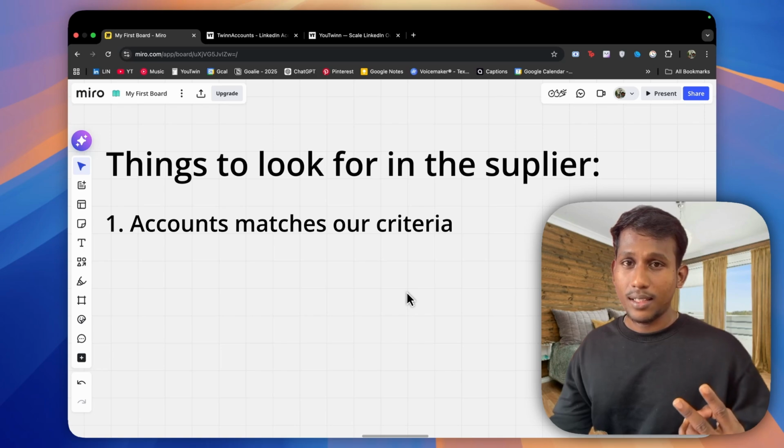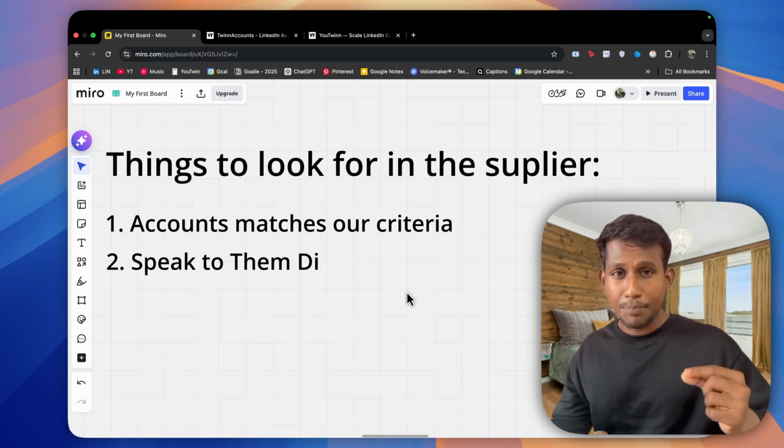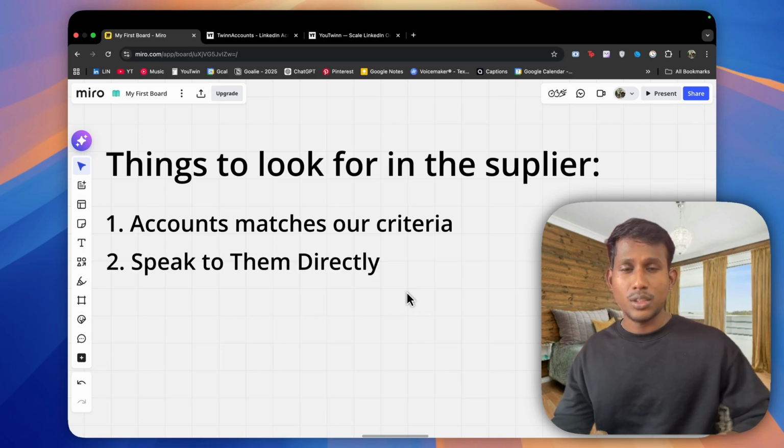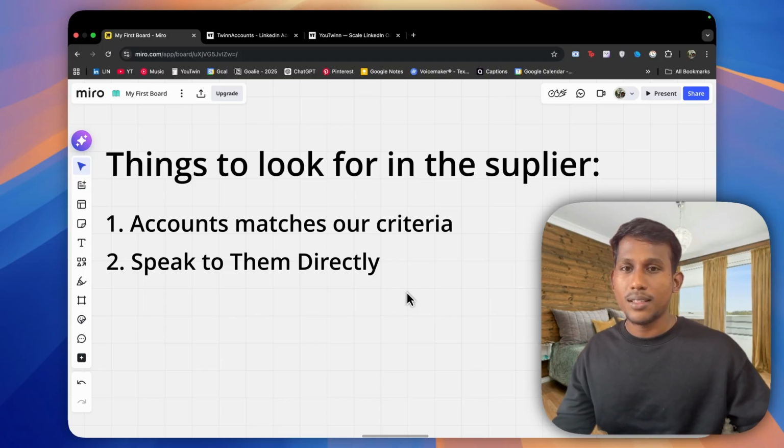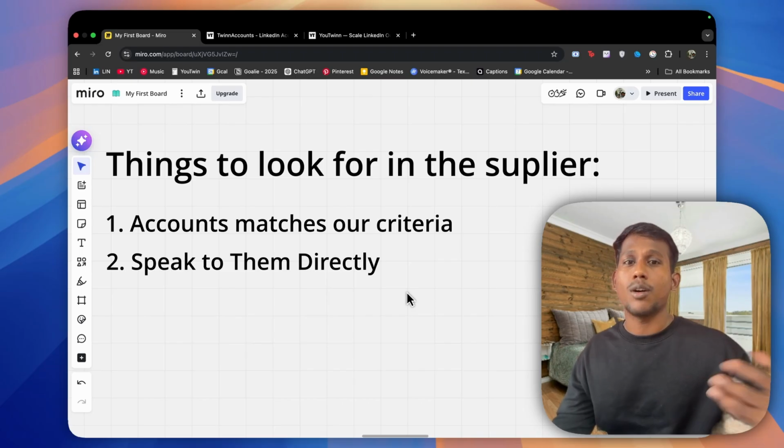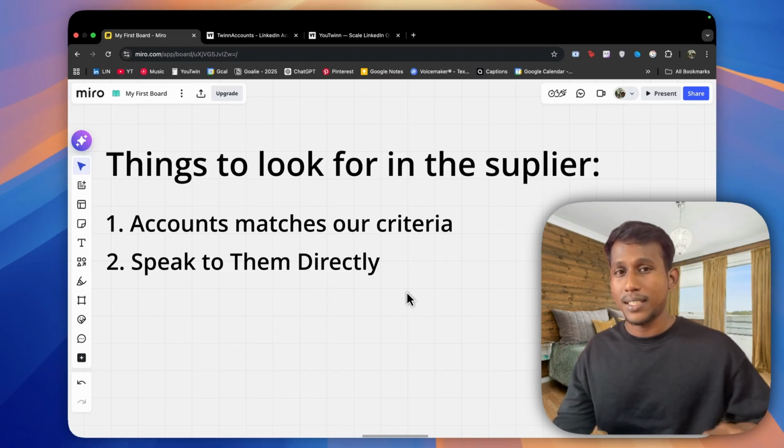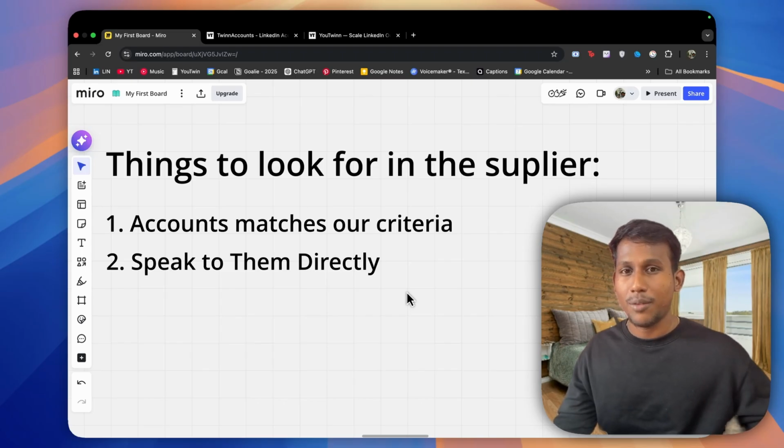The second main thing is make sure you can directly speak with the supplier. There's a lot of services who are just trying to hide behind text and emails because it's very easy to scam people in this. So make sure the people that you're renting from is a real person and you can have a conversation with them, and make sure they understand the LinkedIn outreach space and everything, and not someone who's just trying to make quick money.